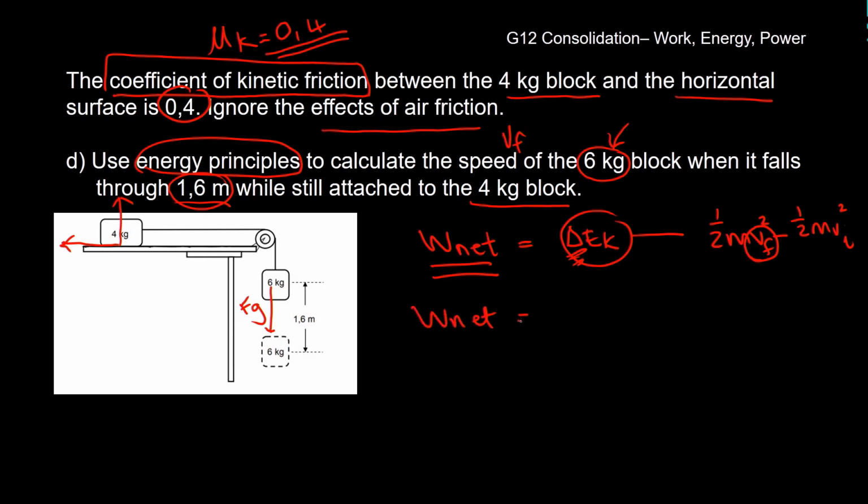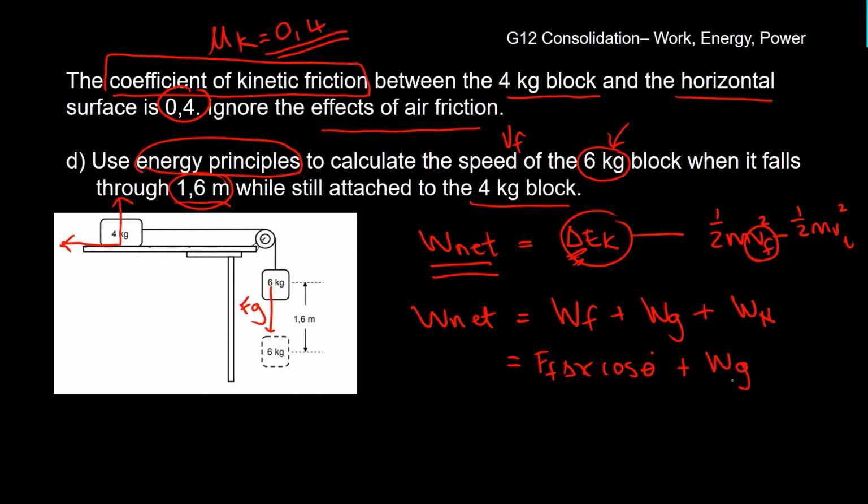W net is going to be the work of friction plus the work of the gravitational force plus the work of the normal force. What about our frictional force? The work done by our frictional force, first of all, that formula would be work is equal to the frictional force times the distance moved cos of theta, plus the work done by the gravitational force, which we've already calculated.